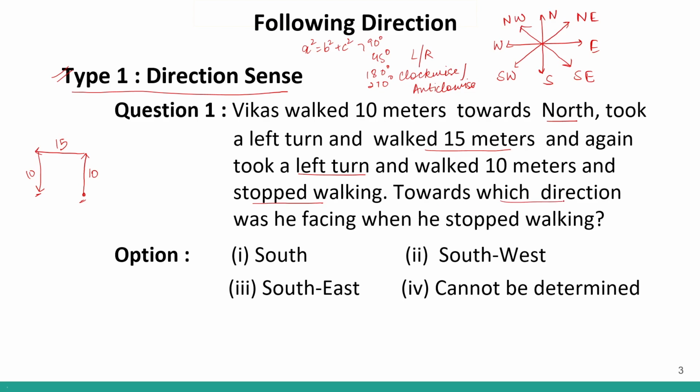Towards which direction was he facing when he stopped walking? So he was definitely facing this direction when he stopped walking. And what is this direction called? This direction is the south direction. Hence our answer will be option number 1, south. Easy?